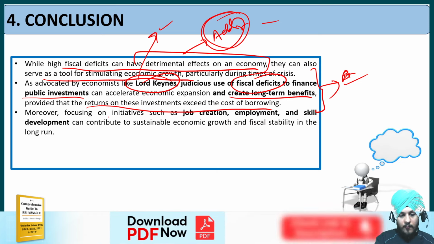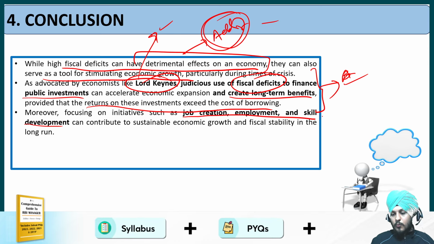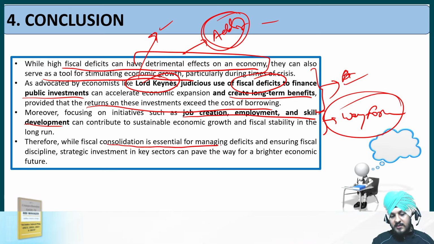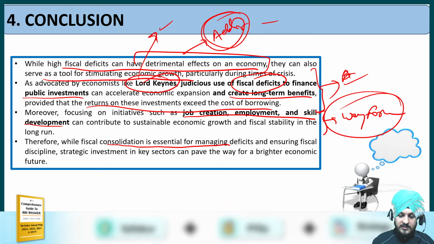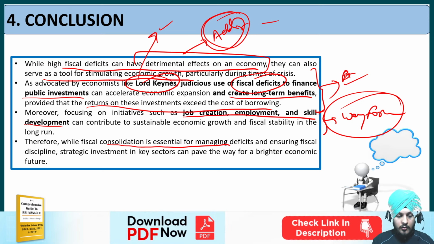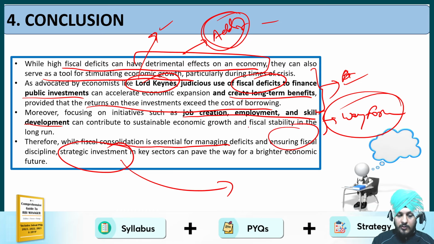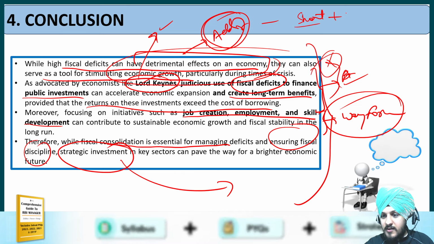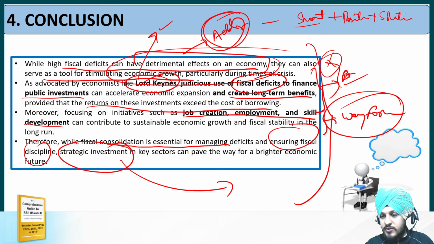The next is, moreover, focusing on initiatives such as job creation, employment, and skill development can contribute to economic growth. So what is this? This is the way forward for our conclusion. So at the end, you can write that, therefore, while fiscal consolidation is essential for managing the fiscal deficit and ensuring fiscal discipline, strategic investment in key sectors can pave the way for a brighter economic future. So it is suggesting a long-term solution to do strategic investment and ensure the fiscal discipline in the economy. So overall, the message is that your conclusion should be short and it should be positive, that is giving a certain form of hope, and it should be solution oriented.